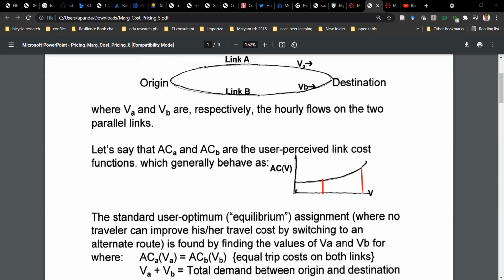If there are two links, how can a user minimize its travel cost? How would you select a route if you were trying to go from your origin to your destination, and you had these two options, link A and link B, and you were trying to minimize your average cost? How would you choose link A versus link B?